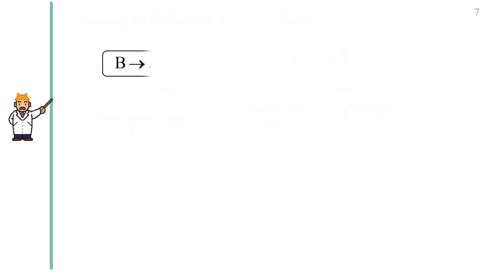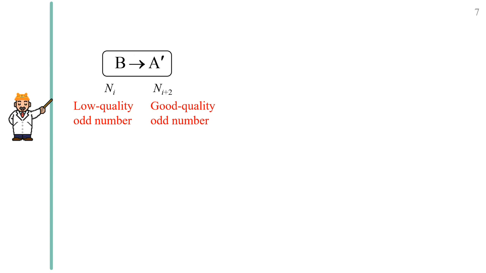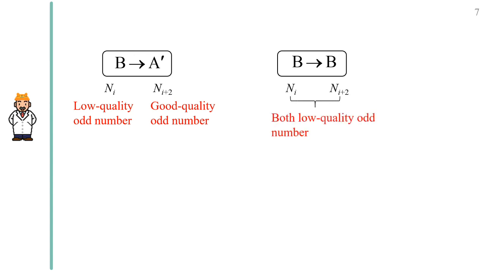Next, in the case of B arrow A prime, the initial value n sub I is a low quality odd number, while the final value n sub I plus 2 is a good quality odd number. Similarly, in the case of B arrow B, both the initial value n sub I and the final value n sub I plus 2 are low quality odd numbers.